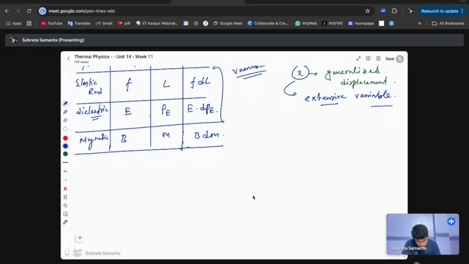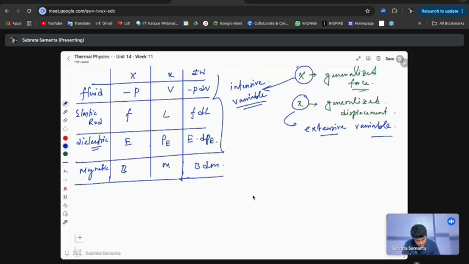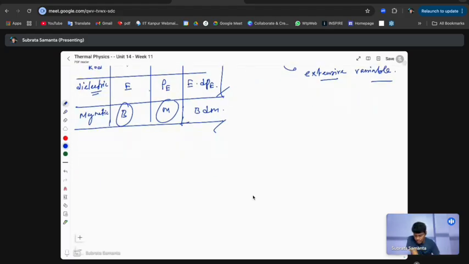So basically, for the elastic case the variables are the electric field and polarization, and for the magnetic case the magnetic field and the magnetization, right? B, M and E, P, for electric dielectric systems. So now, if you focus on the elastic rod.